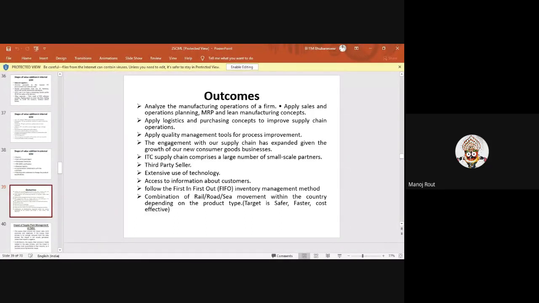The next part is that engagement with our supply chain has expanded with the growth of new consumer and good business. So due to engagement of different supply chain networks, which are likely to be expanded in the upcoming future, that provides new consumer good business. Then the ITC supply chain comprises a large number of small scale partners. As I told, in case of ITC business, they are focusing on the rural market. Initially, they developed small scale partners to make their supply chain flexible.